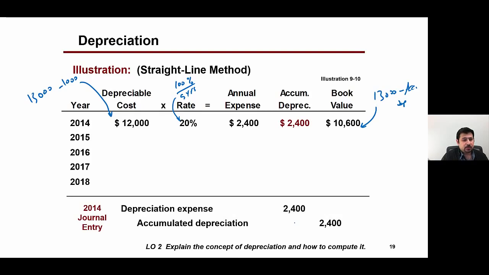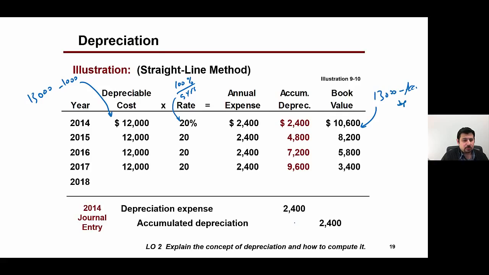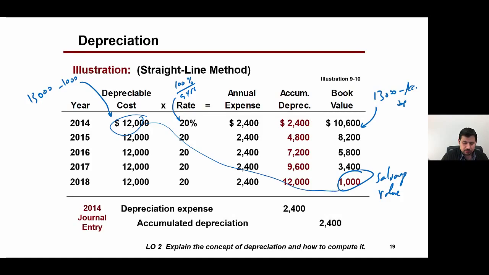Here, in 2015, the depreciable cost will always be the same. The same thing will happen here. Accumulated depreciation will be the two depreciation expenses. Again, the book value here will be 13,000 minus 4,800. And we continue like that until the end of the last year. And here, as you can see, this is the salvage or residual value, the salvage value of 1,000. As you can see, this one plus this one will be 13,000.